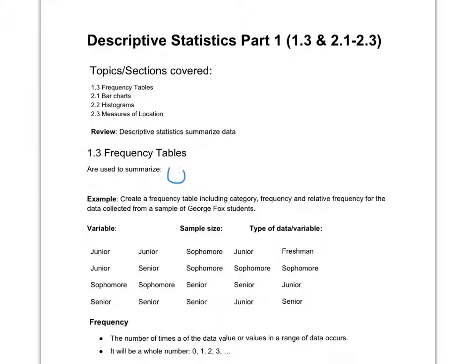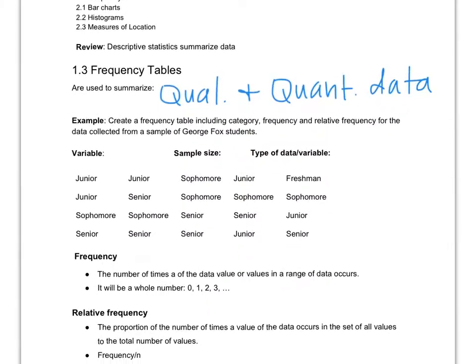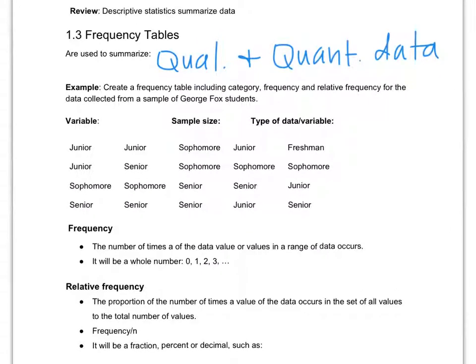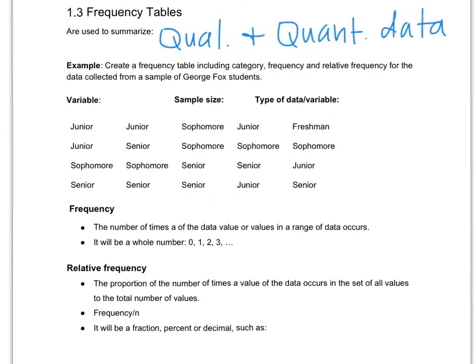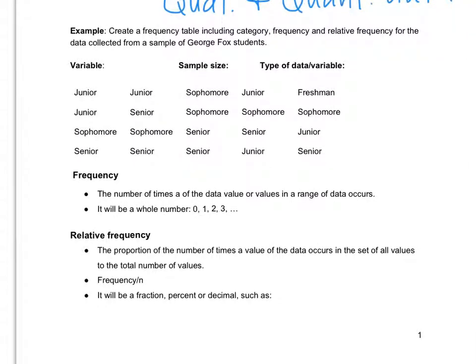So that is qualitative data, and I am going to abbreviate, and quantitative data. So flexible as far as which kind of data we can use a frequency table for. So we're going to jump into an example. We want to create a frequency table that includes category, frequency, and relative frequency for data collected from a sample of George Fox students. So we're going to go into what we mean by frequency and relative frequency, but let's answer some questions about this data.